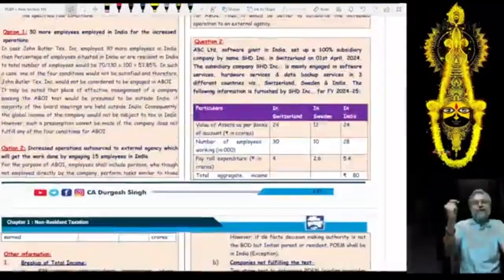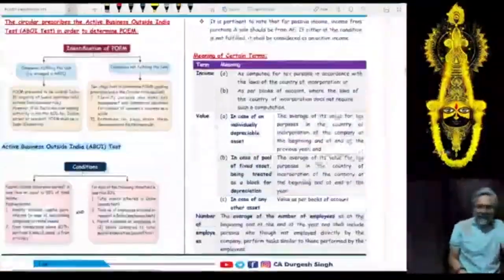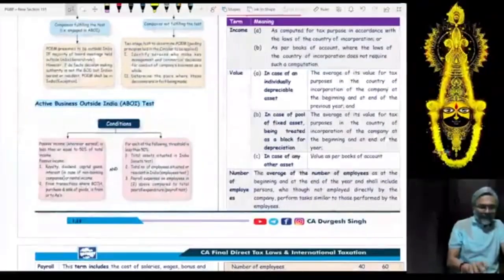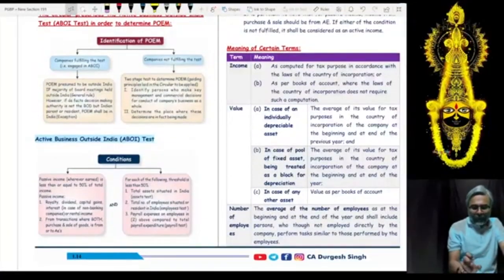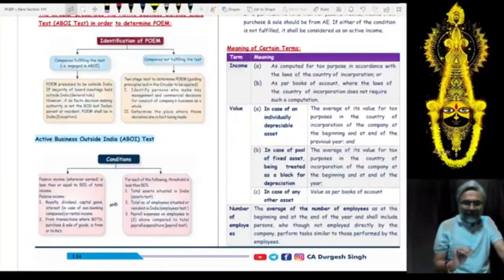How they are asking the questions, students, I'll let you know. But my only request to all of you would be that please do one thing. At least in the meantime, revise this particular part and this ABOI test. So at least revise this test along with the meaning of certain terms.